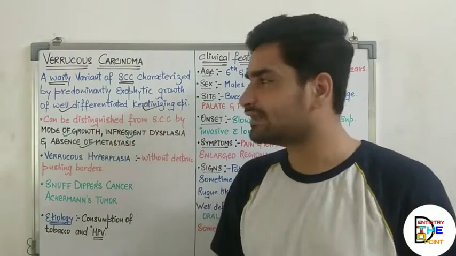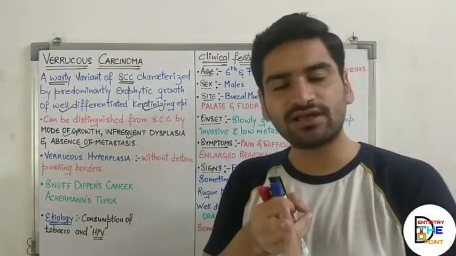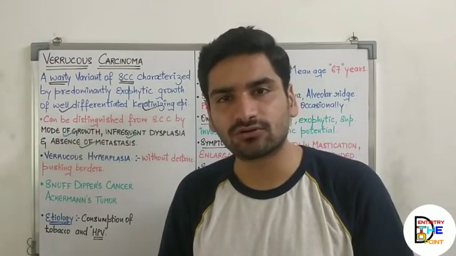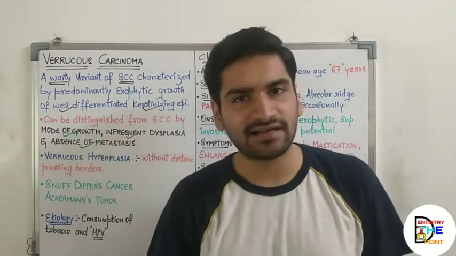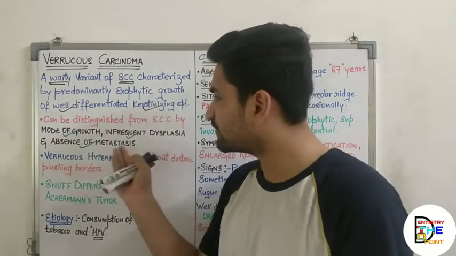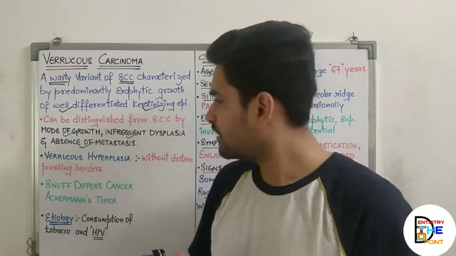from squamous cell carcinoma. So two things are done: it is a variant of squamous cell carcinoma with exophytic growth of well differentiated keratinizing epithelium. How will you differentiate it? Mode of growth, infrequent dysplasia and absence of metastasis.